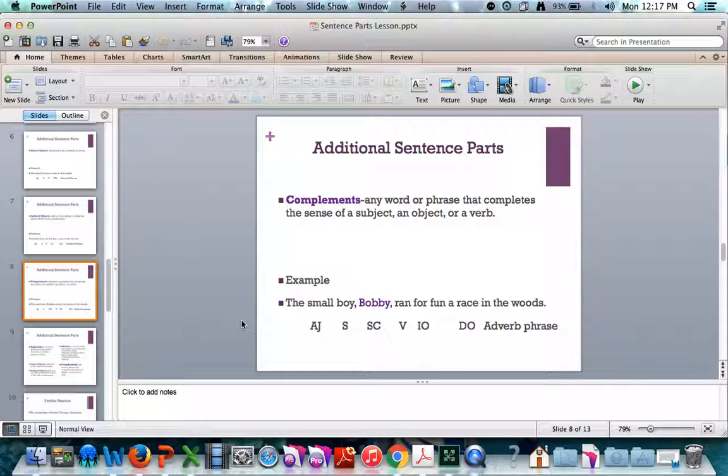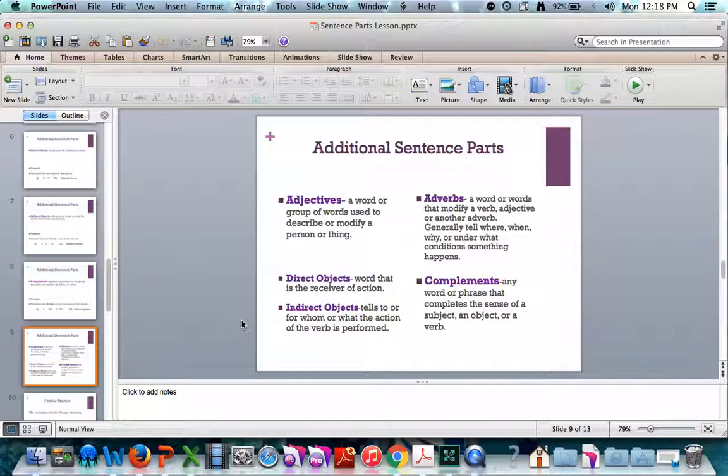Complements can either be subject complements or object complements. A complement is any word or phrase that completes the sense of a subject, an object, or a verb. To add a subject complement to our sentence, we could change it to the small boy, Bobby, ran for fun a race in the woods. The subject complement is Bobby because it's completing or renaming boy.